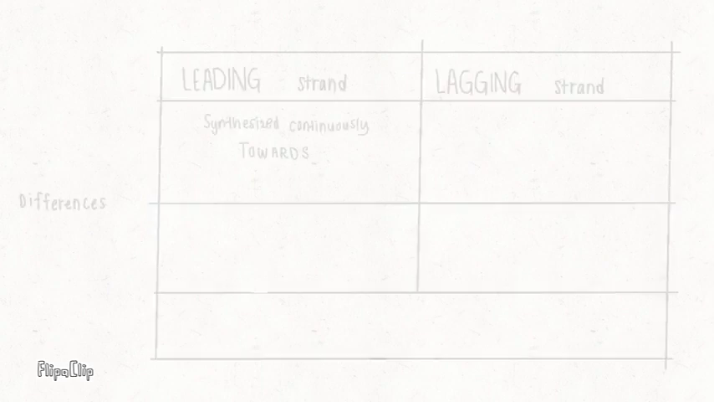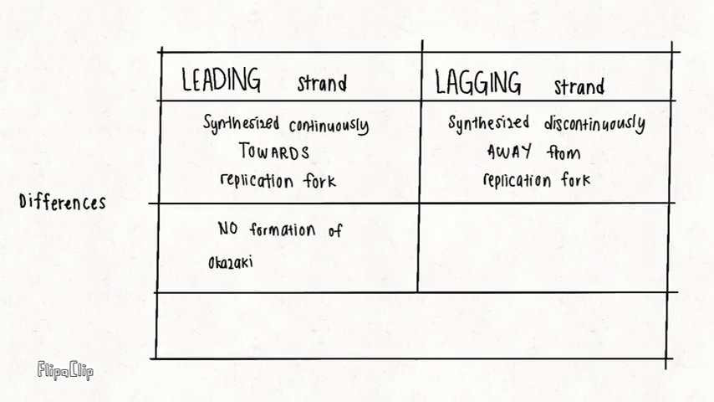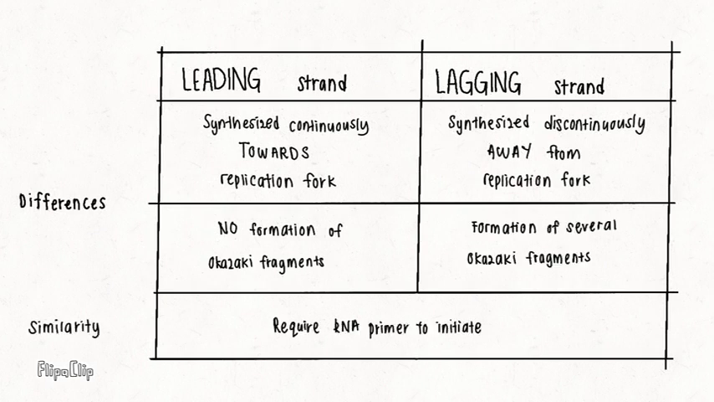Here are the differences and similarity of the leading and lagging strand. The leading strand is synthesized continuously towards the replication fork, while the lagging strand is synthesized discontinuously away from the replication fork. There is no formation of Okazaki fragments on the leading strand, while several Okazaki fragments are formed on the lagging strand. Both require an RNA primer to initiate replication.